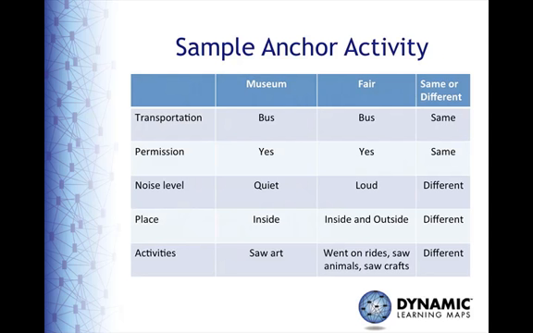Other teachers might ask students to compare and contrast school lunch with lunch at home, winter with summer, or 2 well-known people at school. The important thing is to select 2 things to compare and contrast that students have experienced directly. In this example, the teacher asked students to identify the transportation they used to get to the museum and the fair, whether or not they needed permission slips, how noisy it was, whether they were inside or outside, and what they did. Once she got the students to provide that information, she then asked students to determine if they were the same or different.